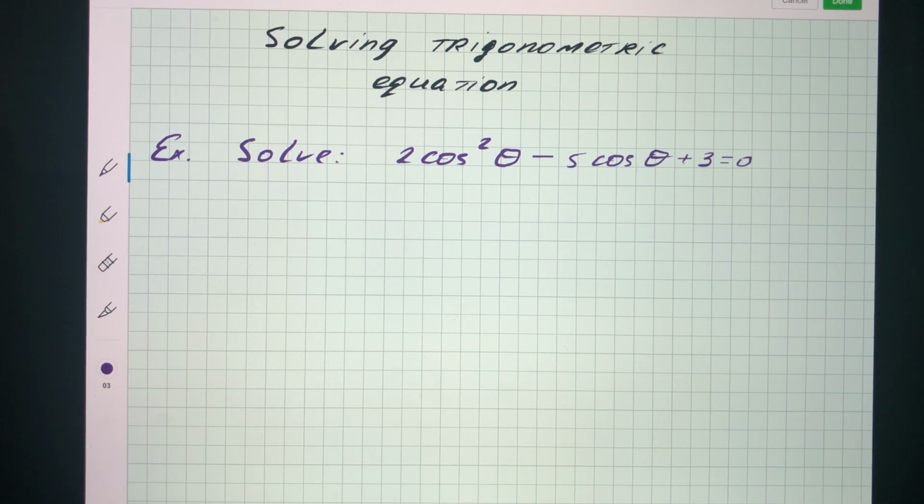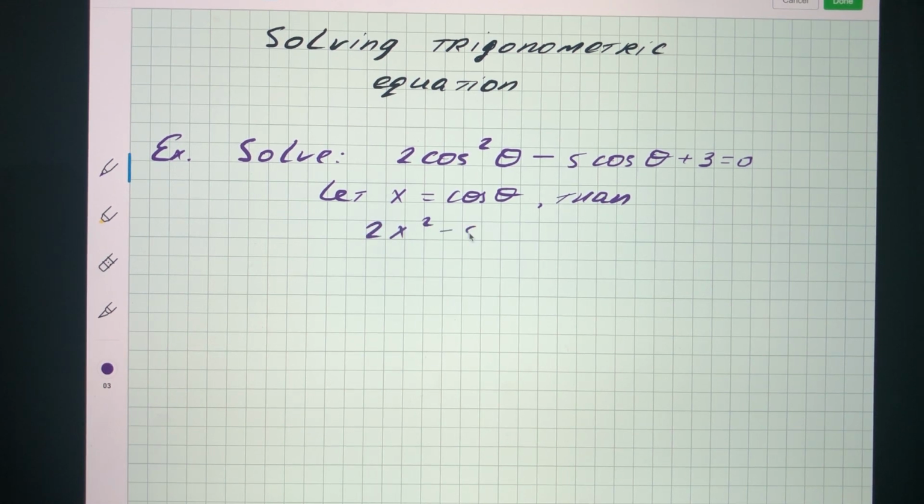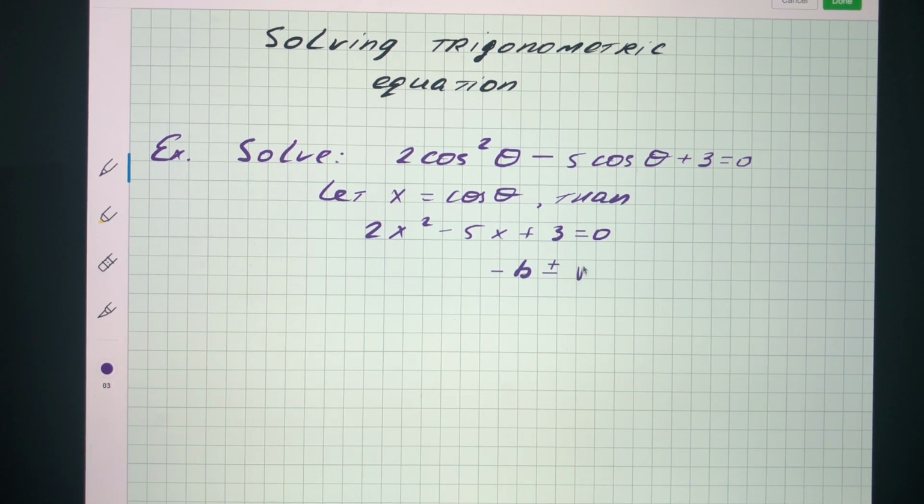We can say let x be equal to cosine, then we can replace all of the cosines with x, and we would have 2x squared minus 5x plus 3 is 0, which is exactly a quadratic equation. And to solve it, we use the quadratic formula, which is minus b plus minus the square root of b squared minus 4ac, the whole thing divided by 2 times a.